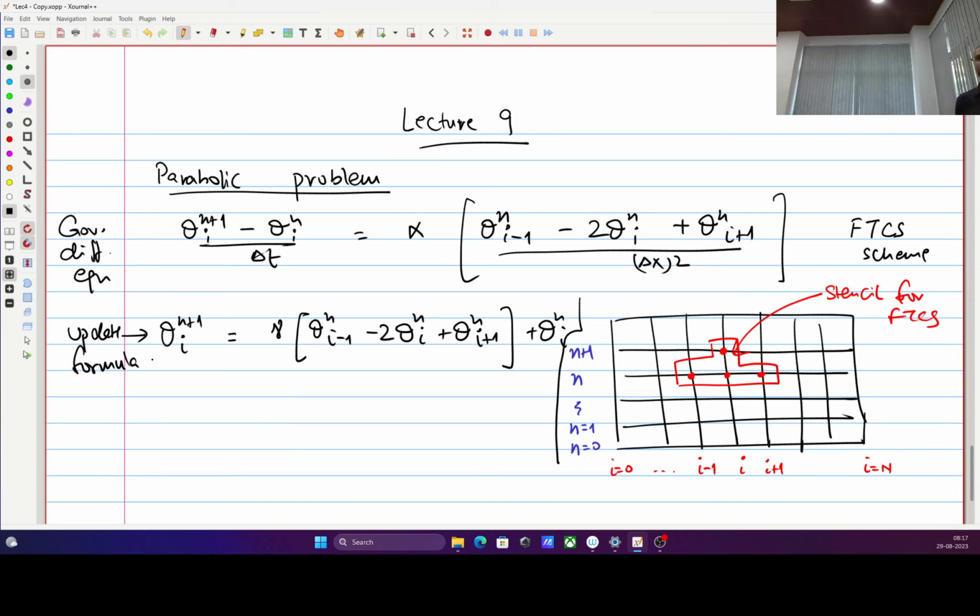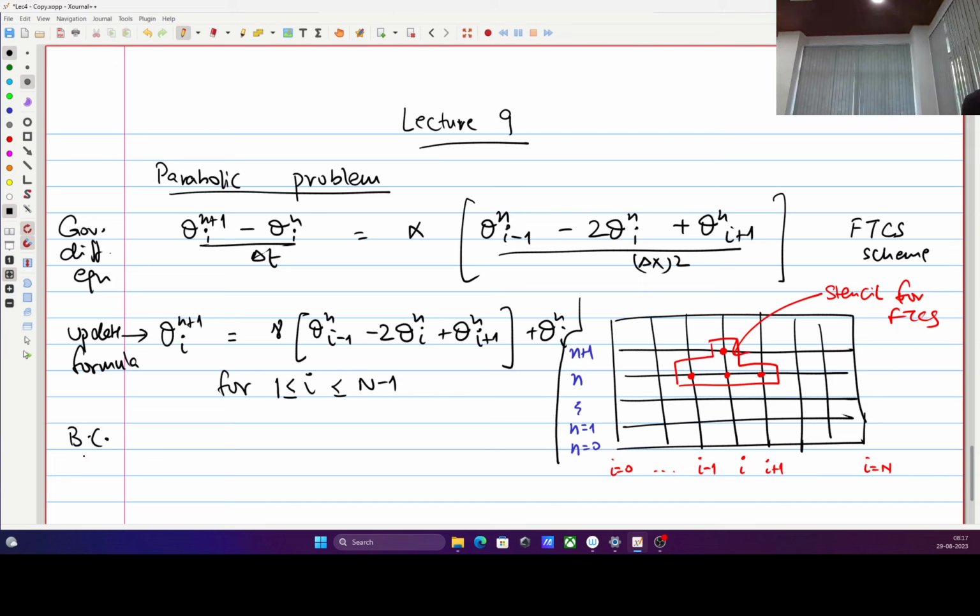So for which values of I do we apply it? We apply it for I equals 1 all the way to I equals N minus 1, so all the interior points. But boundaries is something we haven't talked about yet. So we apply this update formula for I greater than or equal to 1 and less than or equal to N minus 1. Remember, I equal to 0 is our left boundary, as I have shown in the figure, and I equal to N is the index for the right boundary. So let's look at our boundary conditions.